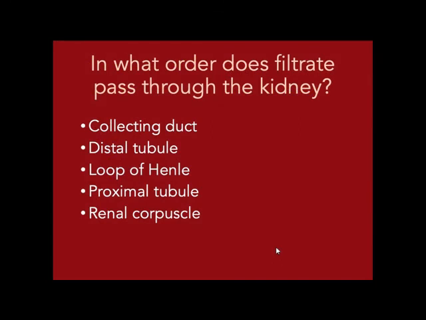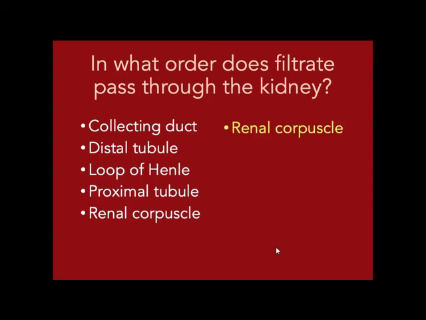All right, so what's the order that the filtrate passes through the kidney? Oh no. You don't remember? I know the renal corpuscle is first. Yeah. I know the collecting duct is last. Yeah. I think the distal tubule was before the collecting duct. Okay. I think the proximal tubule was before the loop of Henle, and then the loop of Henle. So what do you think? I think it's renal corpuscle. Oh no. Now I'm backwards.